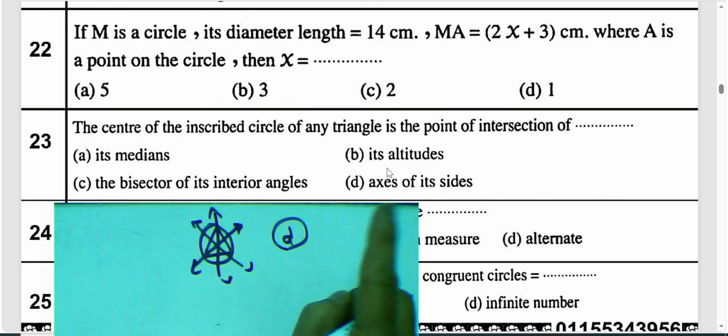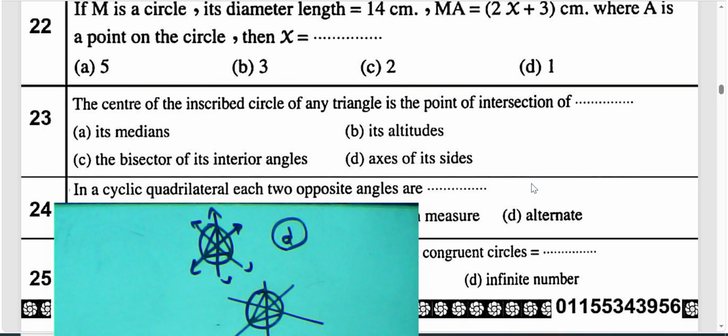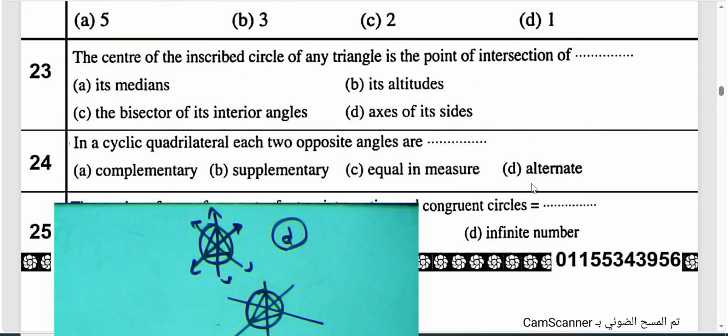Understood this? If we have any triangle like this, I want to draw a circle which passes through 3 points. What will we do? I will draw here the first axis of symmetry, the second axis of symmetry, and the third axis of symmetry. They intersect in one point. This point will be the center of the circle. The center of the circle of any triangle may be outside. Then the result will be letter D, axes of the sides. Choose letter D. Next question, number 24.